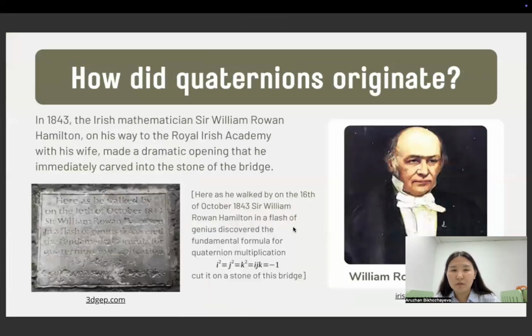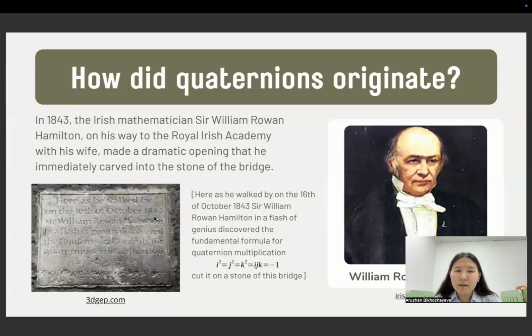First of all, we have to know about the quaternions' origin. The realization of the concept of quaternions is a really interesting story. The story of quaternions is not just a chapter in math history, it's a true sensation, really. It all began in 1843 with an Irish mathematician, William Rowan Hamilton. He made a dramatic discovery that he immediately carved into the stone of a bridge on his way to the Royal Irish Academy with his wife.